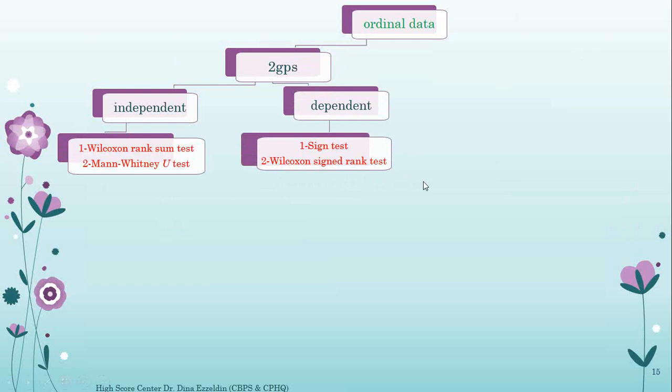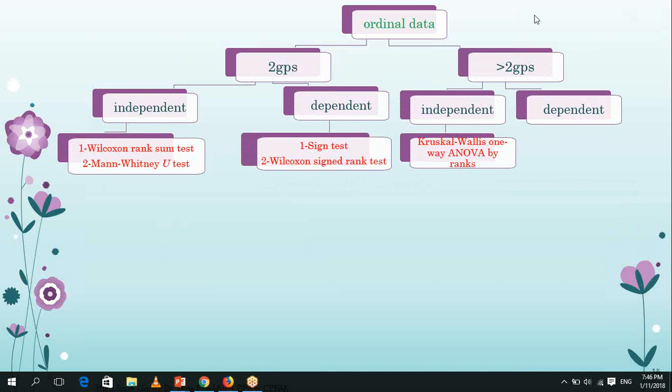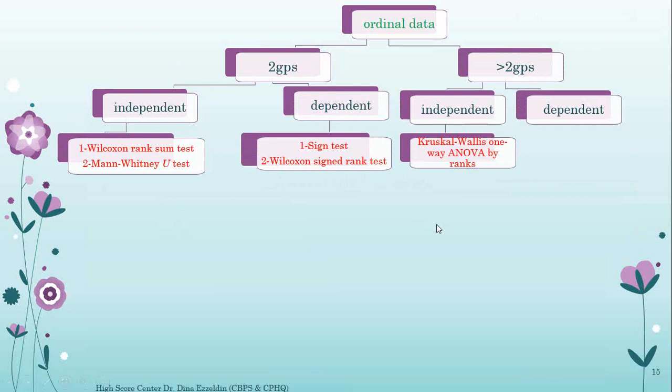If more than two groups, independent: Kruskal-Wallis one-way ANOVA by ranks, Kruskal-Wallis. Or if it's more than two groups and dependent: Friedman or Kendall. I know that it's difficult to keep, but sorry, you have to keep it because it's very important.